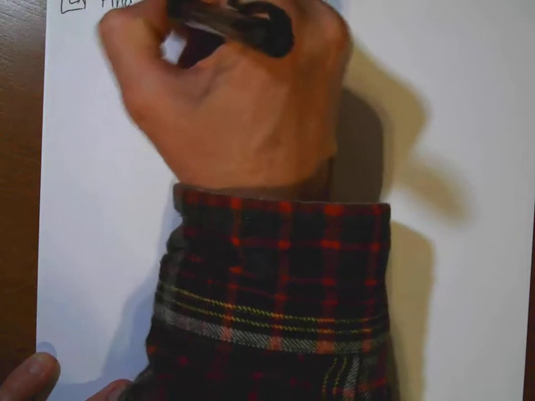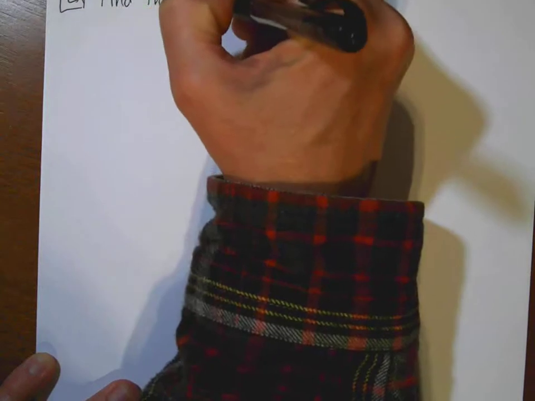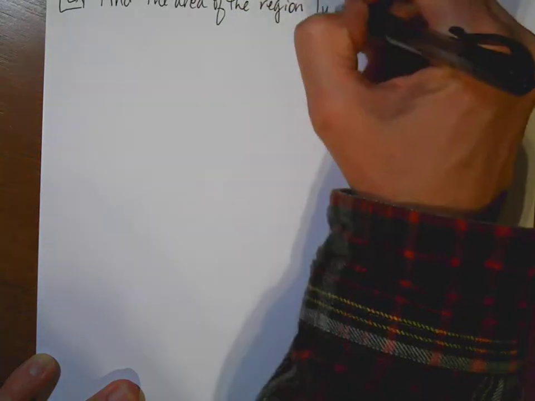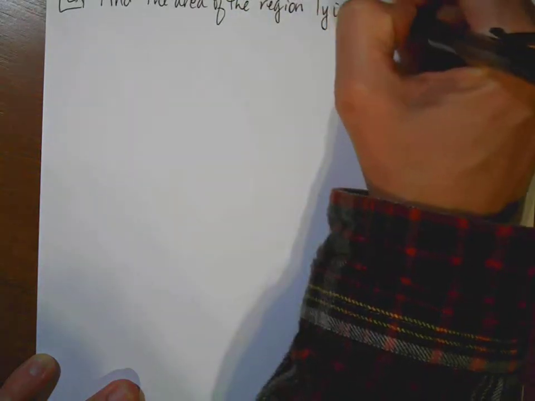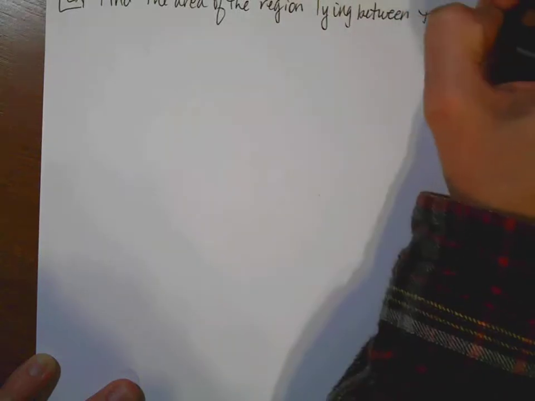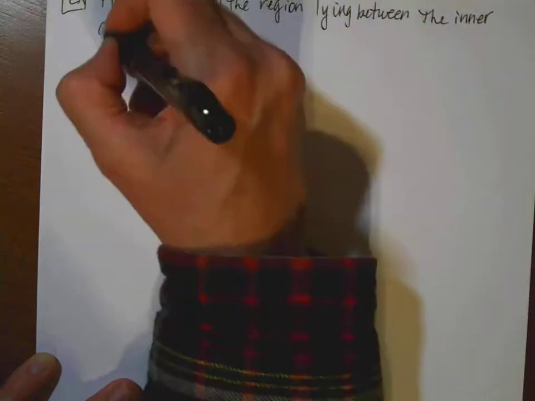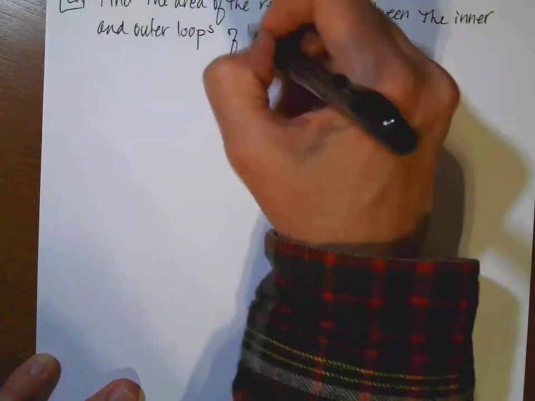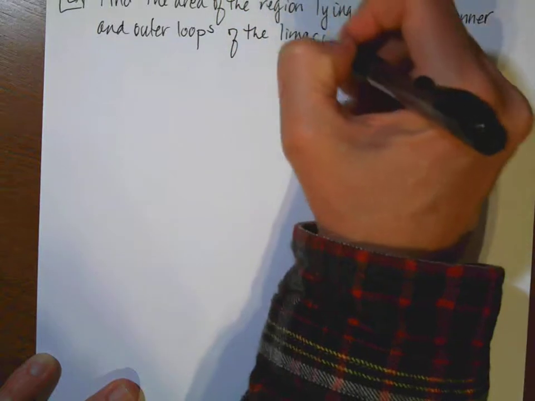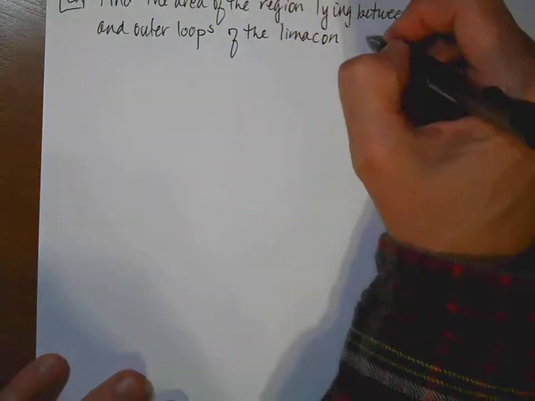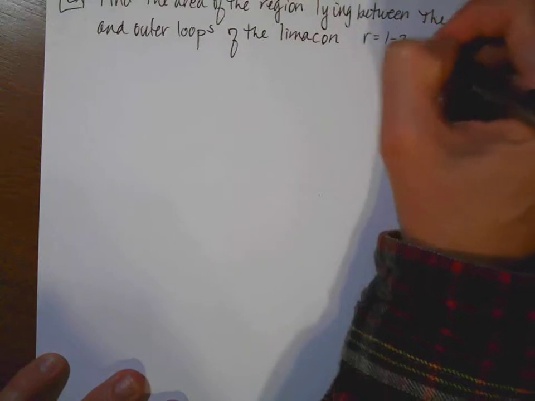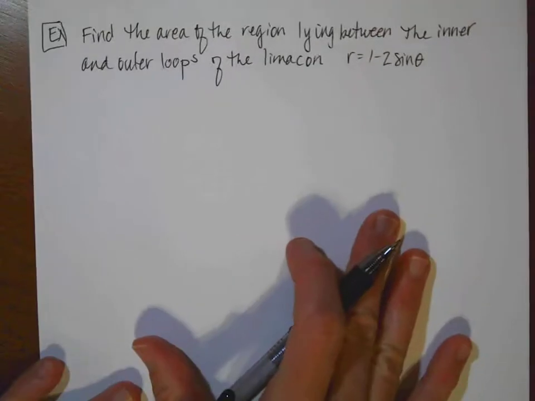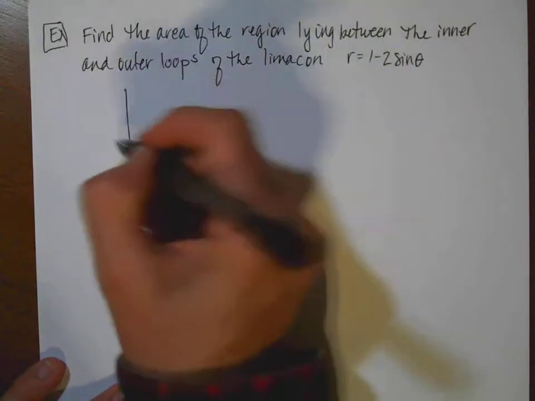So in this example, I want to find the area of the region lying between the inner and outer loops of a limacon, which is the polite name for a butt graph. And our equation is r equals 1 minus 2 sine theta. Okay, so this one could also be called a cardioid with an inner loop.